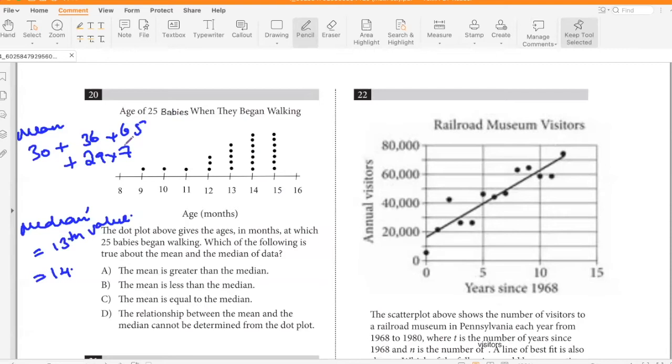30 plus 36 plus 65 plus 29 multiplied by 7. Okay, so that's 334 and that divided by 25. So 13.36. So the median is greater than the mean. The mean is less than the median, B.